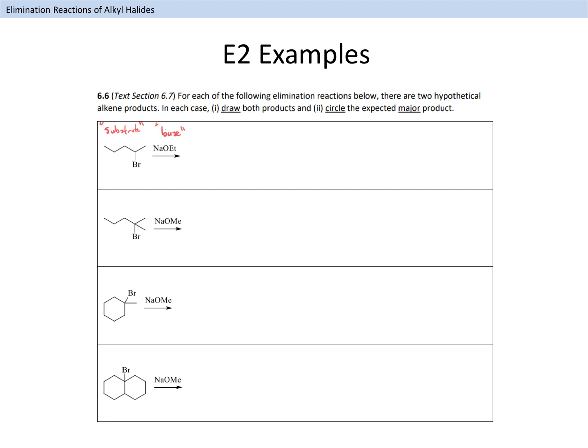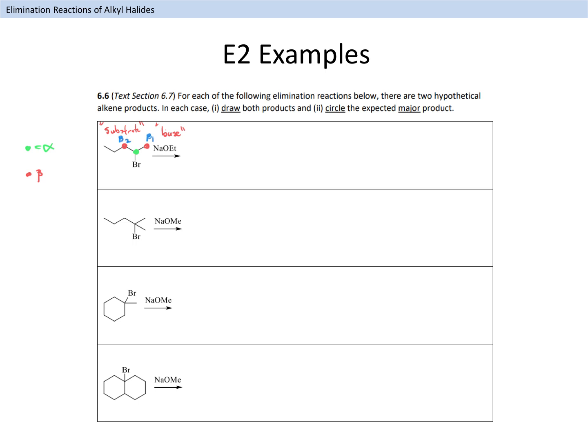Our analysis starts by identifying the alpha carbon, which is the carbon bonded to the bromine atom. Next, we locate the beta carbons, which are the carbons adjacent to the alpha carbon. In this molecule, there are 2 distinct beta carbons. One beta carbon is on the left side of the alpha carbon, and the other beta carbon is on the right side. We can label these as beta 1 and beta 2.